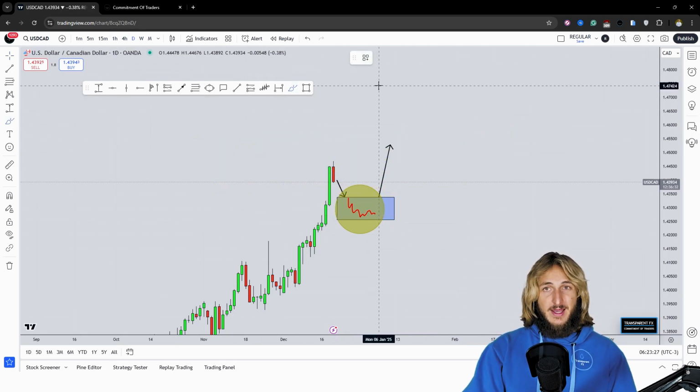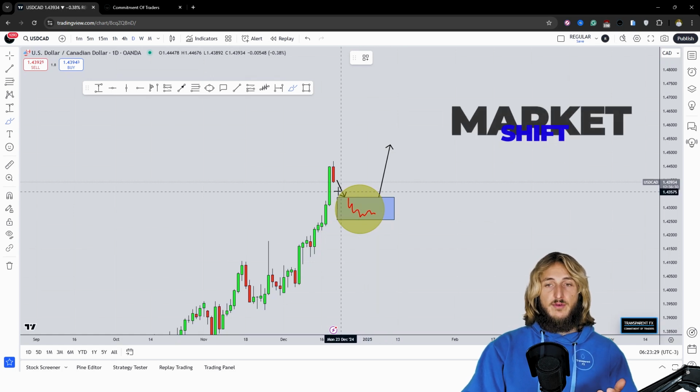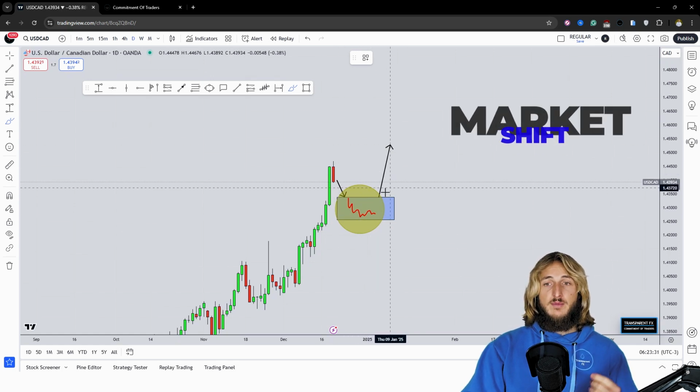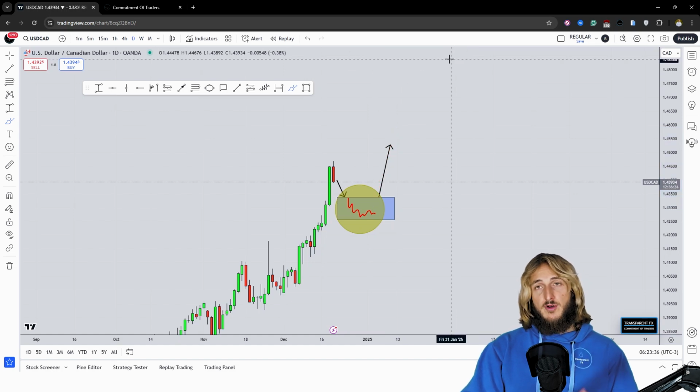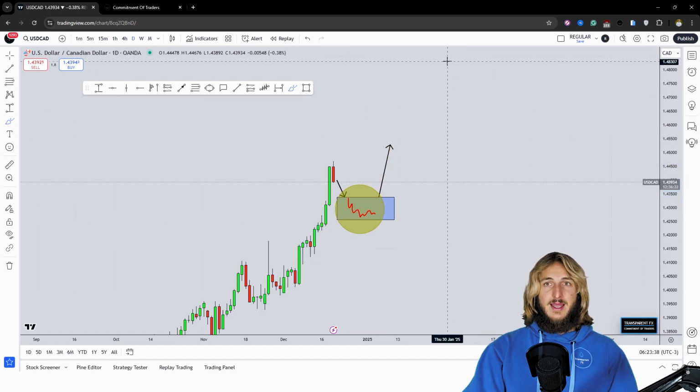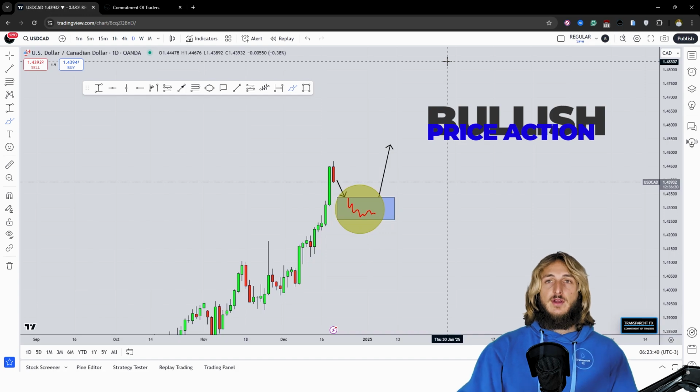Therefore, what I would expect is that if this market would shift from an intraday bearish to a bullish market, at that point, I wouldn't be surprised to see a potential rejection to the upside for the market to create a new potential daily higher high. That definitely wouldn't surprise me.